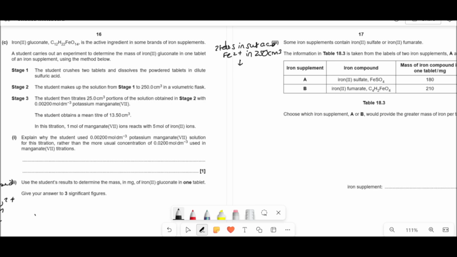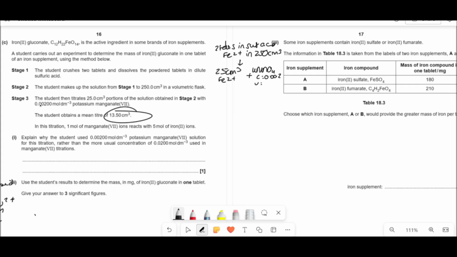They purposely write it like this so that they make you read the dang question. 25 centimeters cubed of this Fe2+ is then titrated with this potassium manganate, so KMnO4 has been reacted with it, whose concentration is 0.002. So don't just write titrated and say it again, like it means they've added that. It says the student obtained a mean titer of that. What is that volume? You need to be able to recognize what it represents.